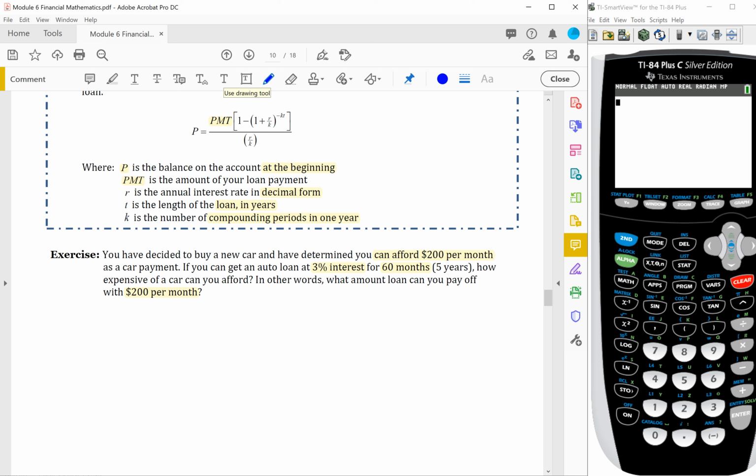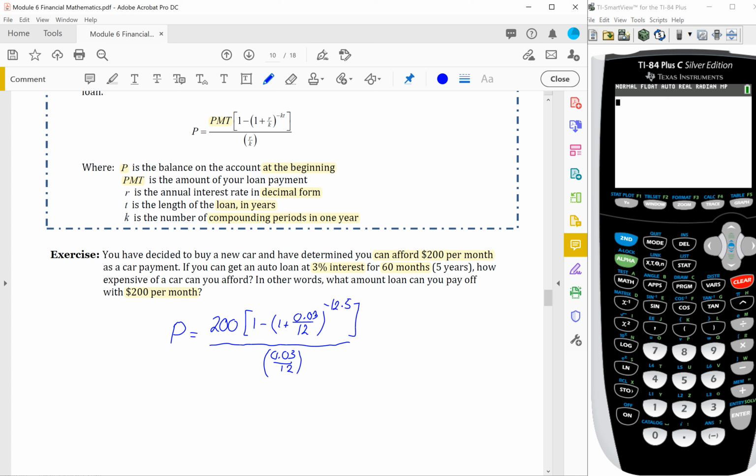So here we go. Your principal, your initial balance that you can start with, is going to be your payment, the $200, times 1 minus 1 plus your interest rate as a decimal, 0.03, divided by K, the number of times that we compound interest per year, which is 12, raised to the negative 12 times 5, because we're doing this in years, 5 years, all divided by the interest rate, 0.03 divided by 12.